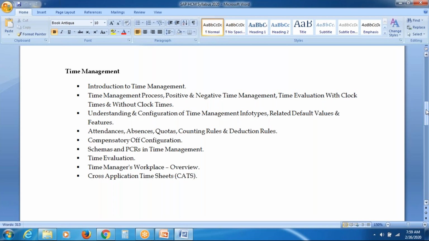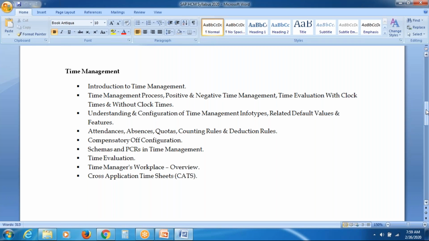Let us say the employee has come late on a particular day, that will be recorded. If the employee has worked a few hours extra, even that will be recorded, which is, of course, overtime. If the employee has worked more than the planned working hours, that is called overtime.